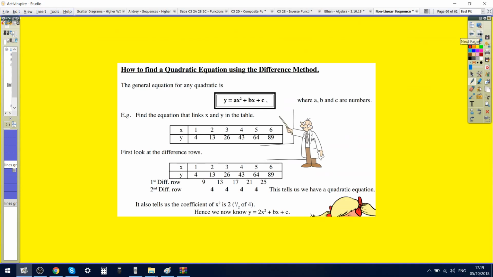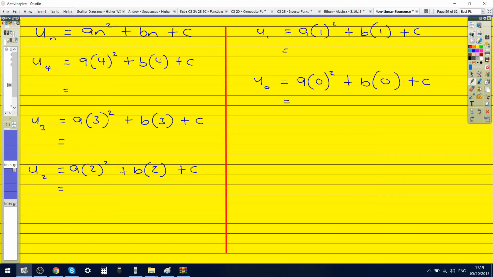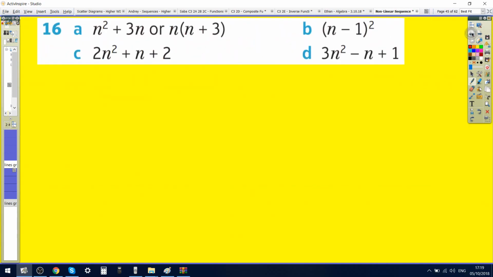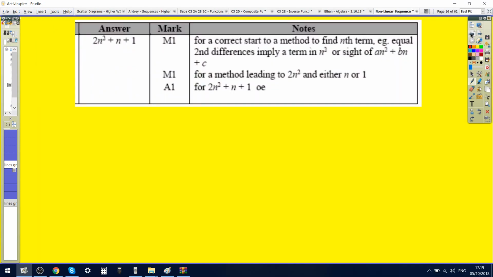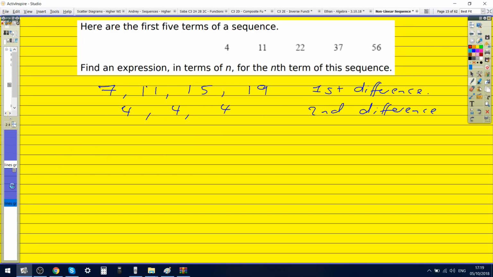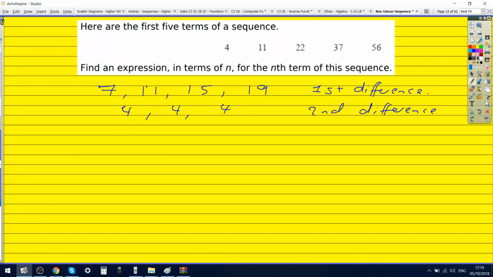So let's use that to solve these. I'll go all the way back to where we were. We said the first difference was this, and the second difference was 4. We just proved with algebra that the second difference is 2a. So how can we use that to get what a is? The second difference is 4, so 4 equals 2a, then a is going to equal 2. Yeah, a is 2.